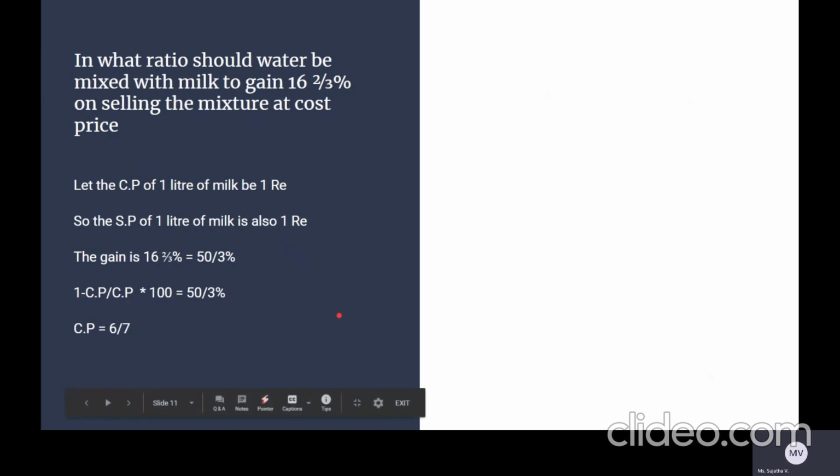So on one side I have milk, the cost price of milk, now 1 liter. On one side I have the milk and on the other side I have water. I've got the cost price, it is 6/7 only, right? Now it is 6/7 on one side, and on the other side you have water, which is 0, okay? And when you mix this, what is the selling price? Let's see.